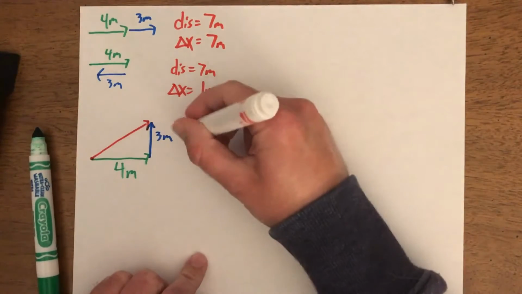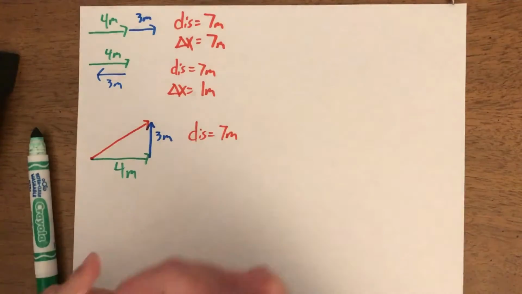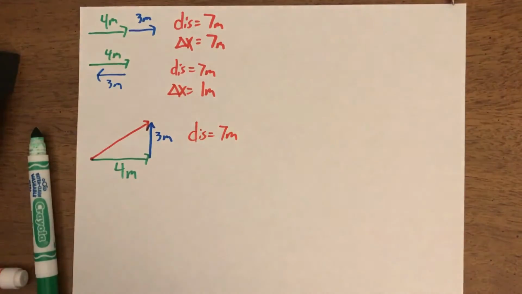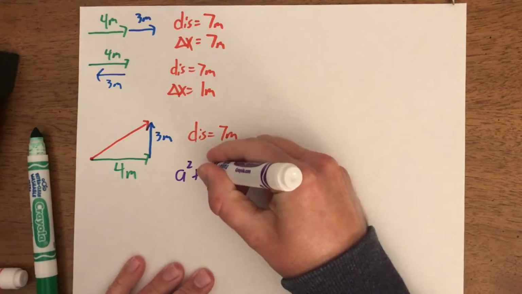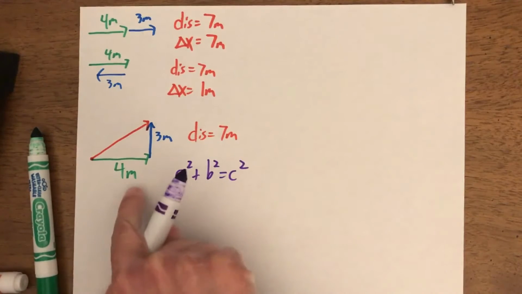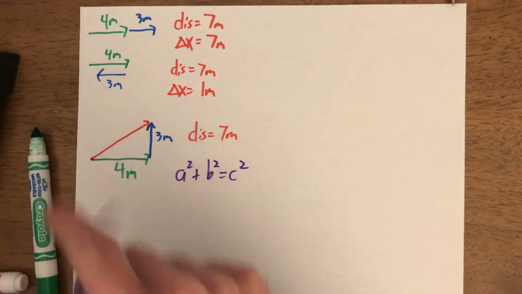Now we can see that our distance is still 7 meters. We still walked a total of 7 meters. But what is this distance right here? Well, you may already see what's coming here. We need a little bit of geometry. So Pythagoras said that a squared plus b squared equals c squared. In other words, this side squared plus this side squared equals this side squared.